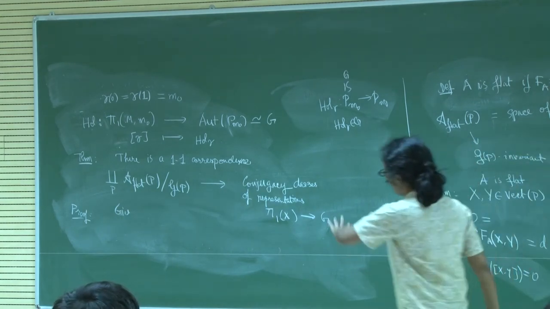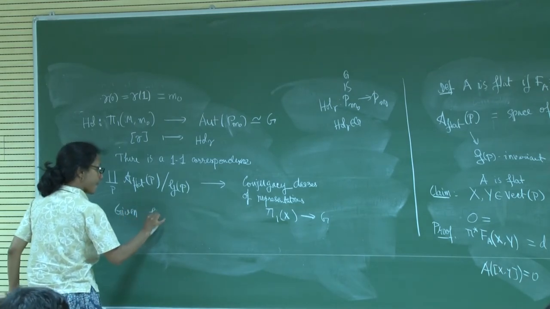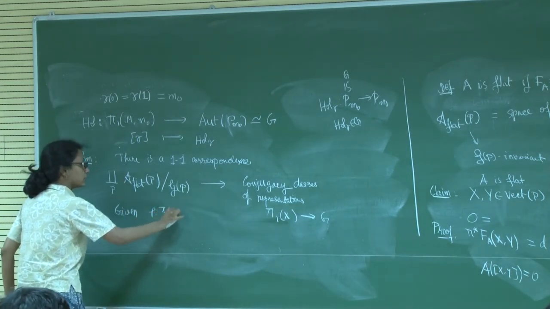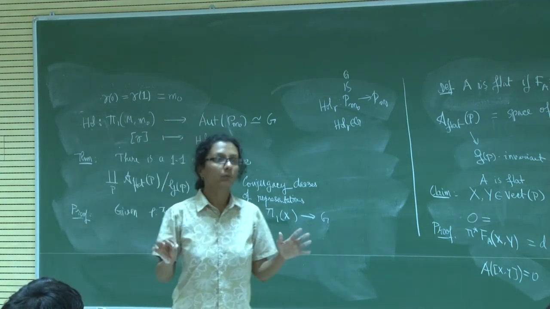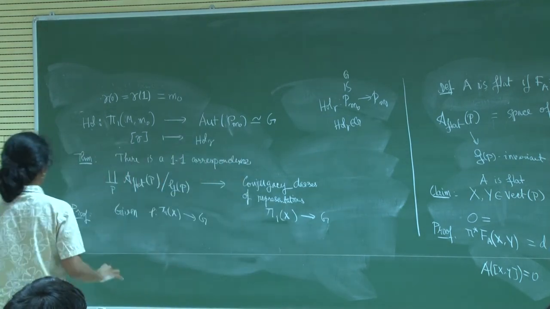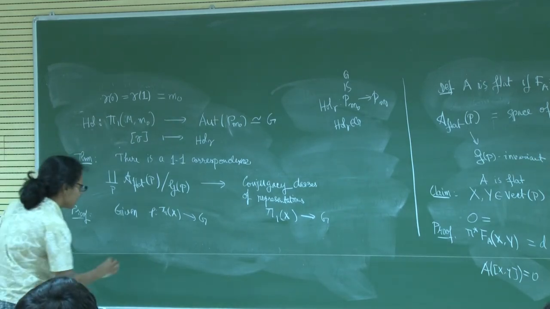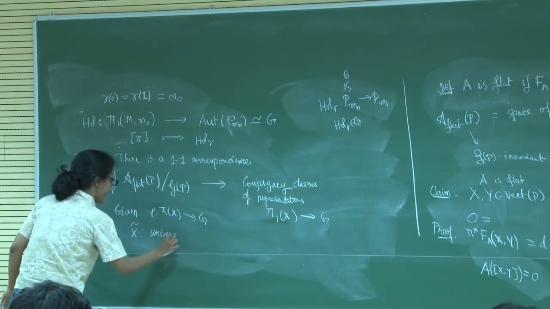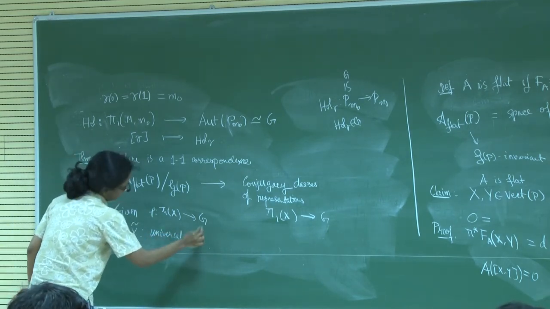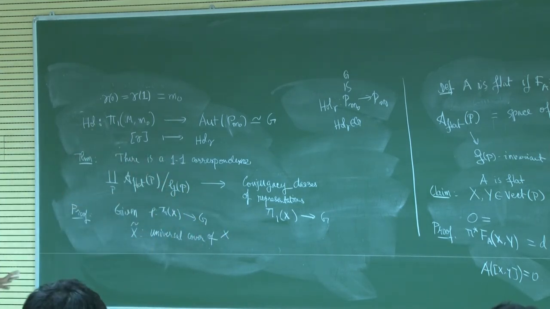So now when we go to the other side, given a representation, we have to determine both a bundle and a connection on it up to gauge equivalence. And it's an easy proof. What you do is you just go to the universal cover.